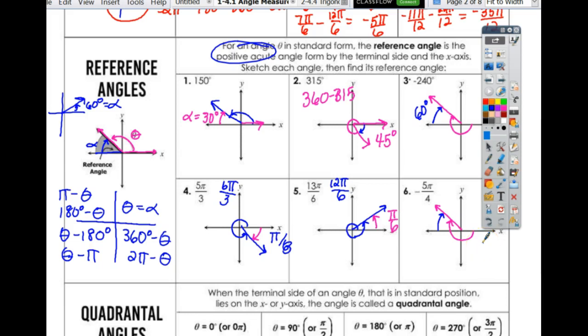So what we've done is we added 180 plus 45, correct? So how much is left over? 45. So this is pi over 4.